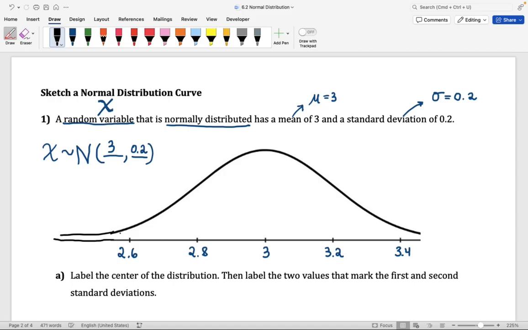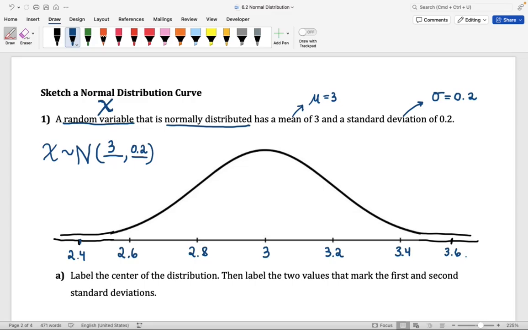Why not? So go ahead and extend your curve. One more standard deviation to the left would be 2.4. And one more standard deviation to the right, the third standard deviation to the right, would be 3.6. Okay? Again, and we can continue doing this.